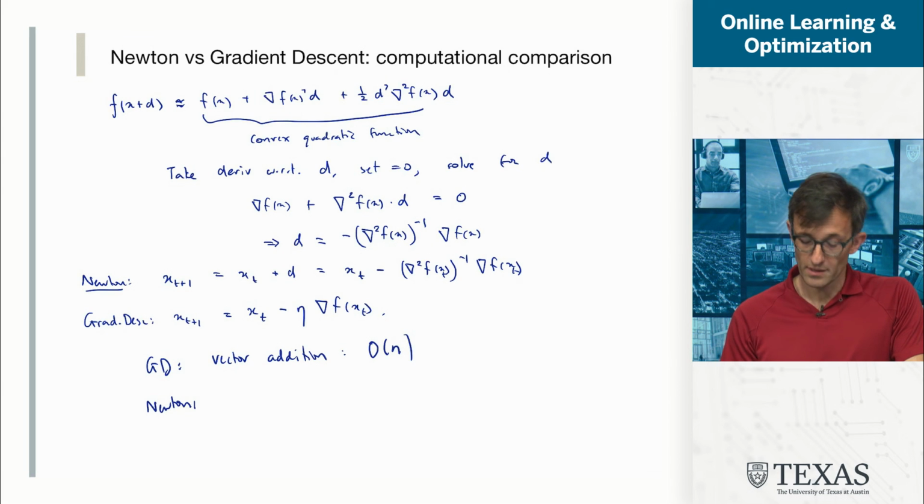Again, ignoring the potentially very important question of how I actually computed this matrix of n squared second derivatives, let's ignore that for now. I still need to invert an n by n matrix. If someone just gives me the Hessian, I still need to invert it. Then I need to multiply that matrix by a vector, and finally I need to do a vector addition.